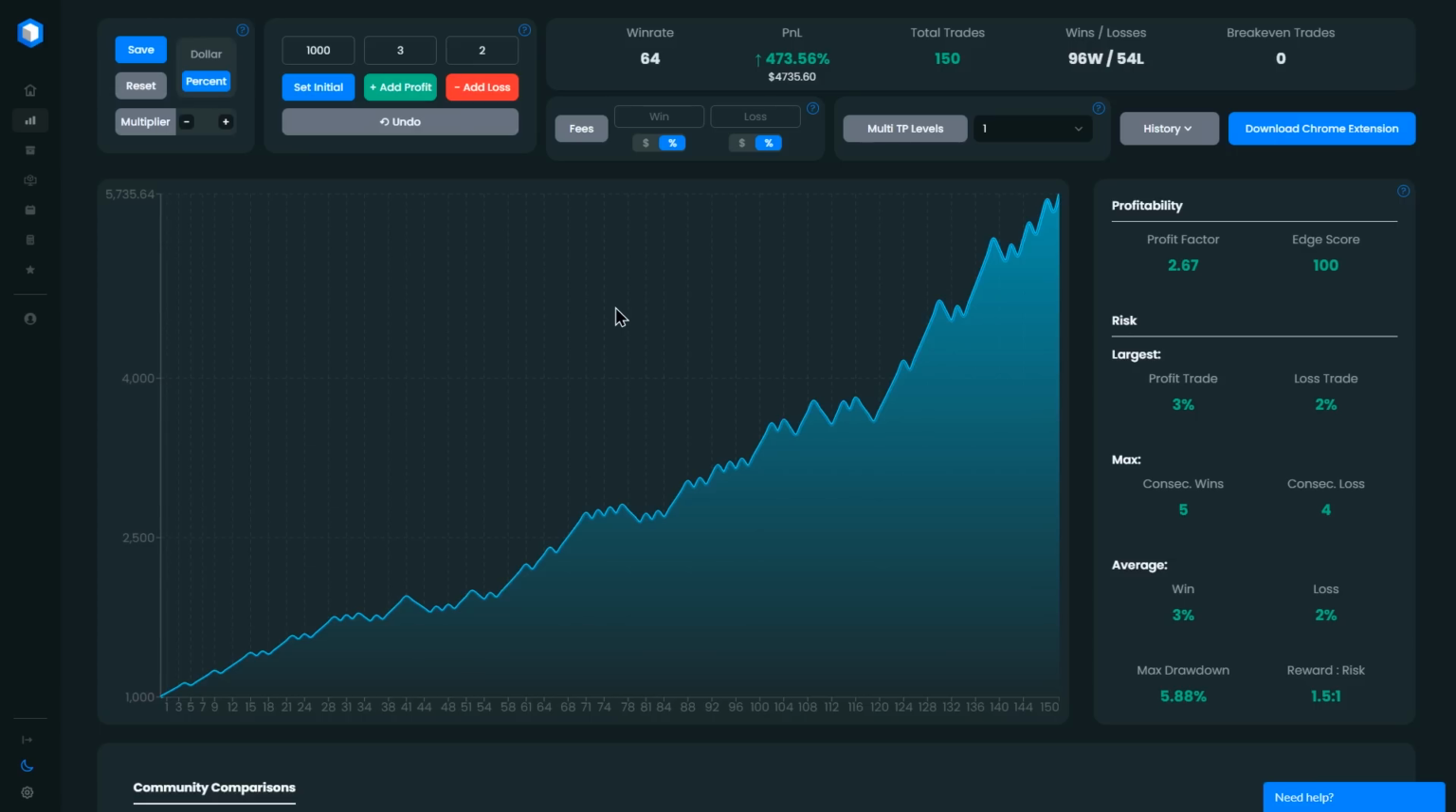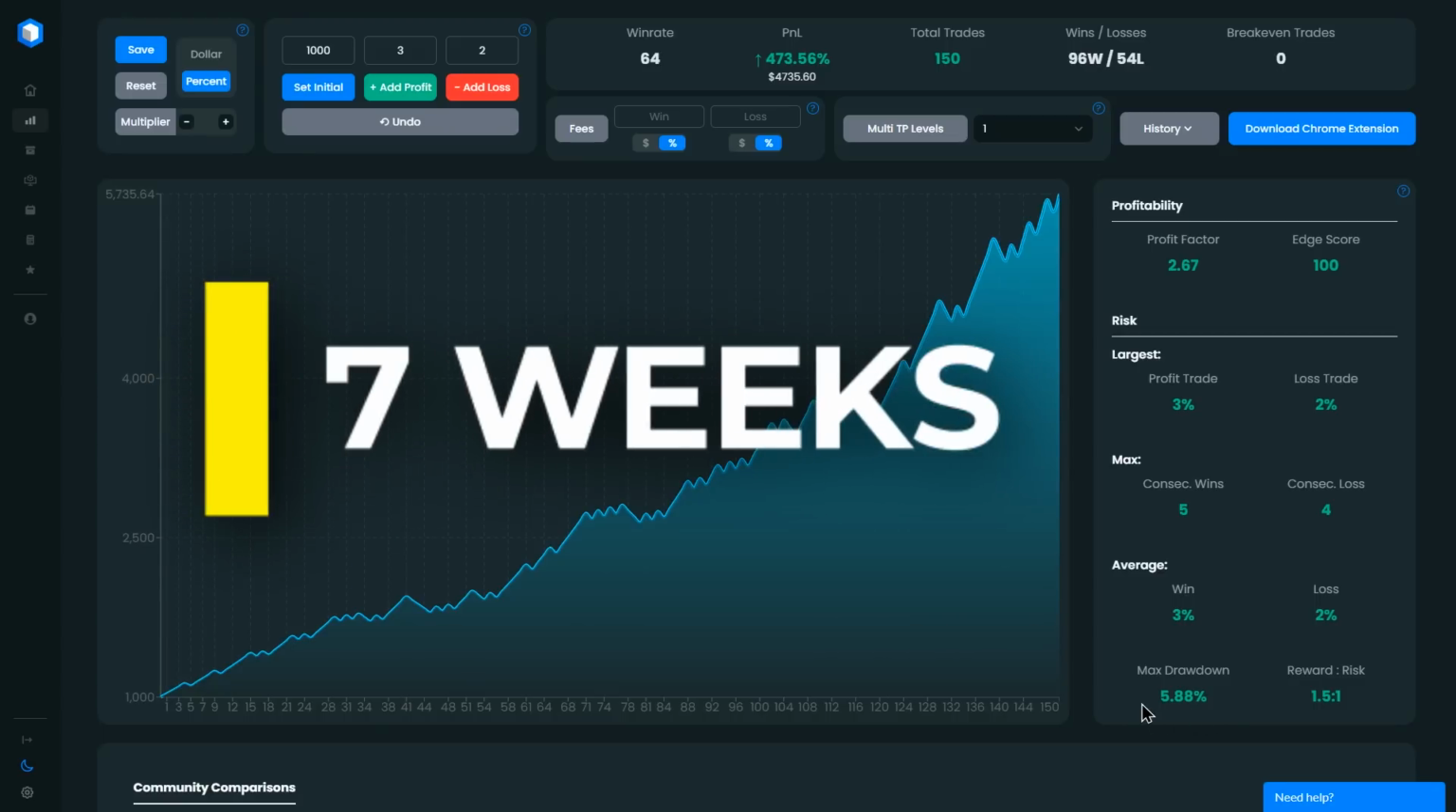Now after 150 trades, this strategy had a win rate of 64% and the gain on the account was 473%. These numbers are decent. We see that it had a profit factor of 2.67, 5 consecutive wins against 5 consecutive losses, and a maximum drawdown of just under 6%. Also, it took me just over 7 weeks to find these 150 trades.